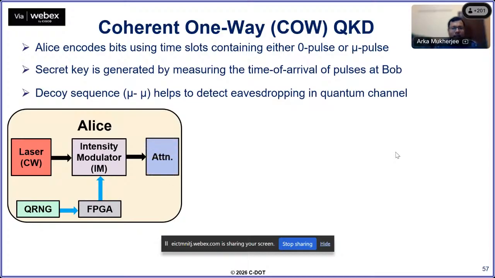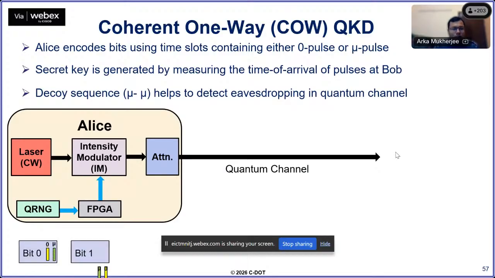And then there is an attenuator. I also talked about this attenuator yesterday. This is a variable optical attenuator that is used to minimize the mean photon number per pulse. Why is it required? Because we can't send more than one photon per pulse. Now, how is the encoding done? As I told, there are two time slots.